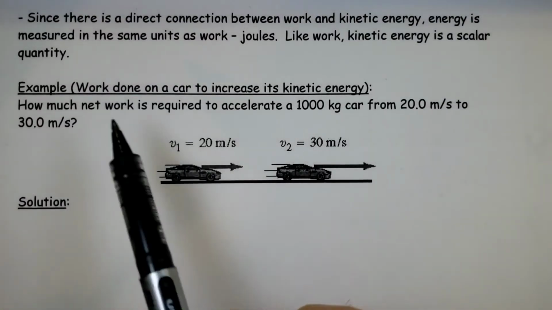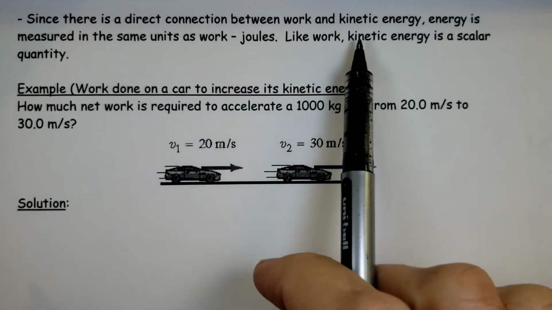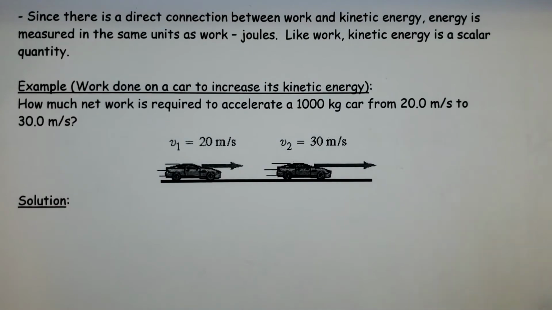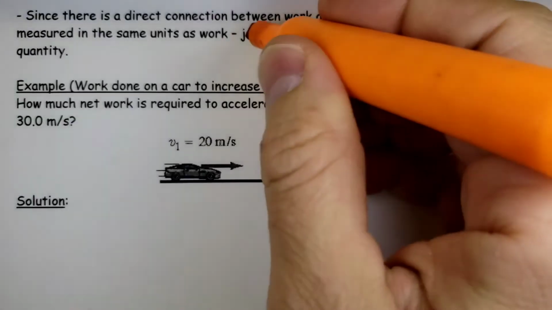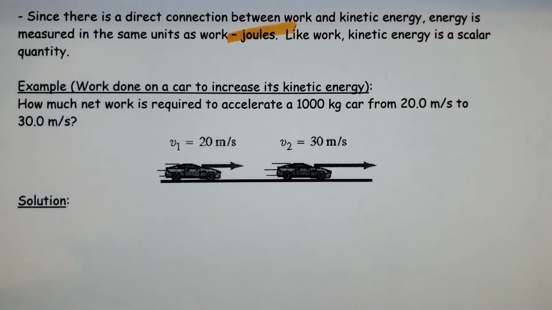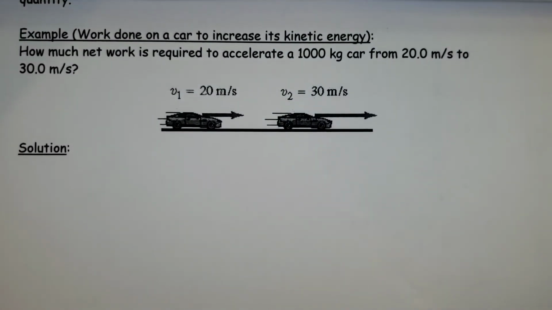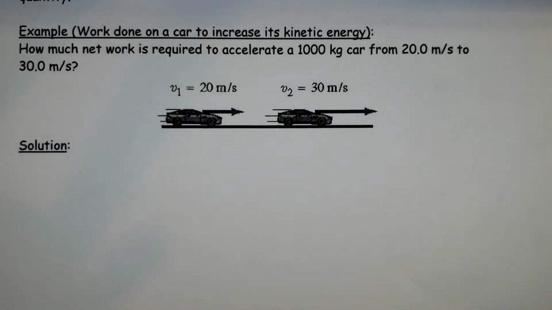Okay, if you look at the third page, since there's a direct connection between work and kinetic energy, energy is measured in the same unit as work: joules. Like work, kinetic energy is a scalar quantity. It has a size but not a direction. If we're talking about positive and negative in terms of energy or work, that just means gain or loss.